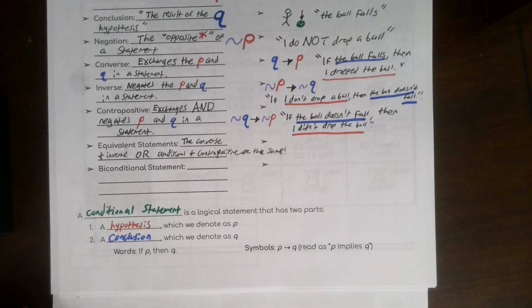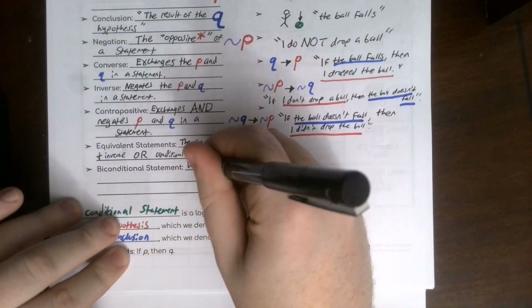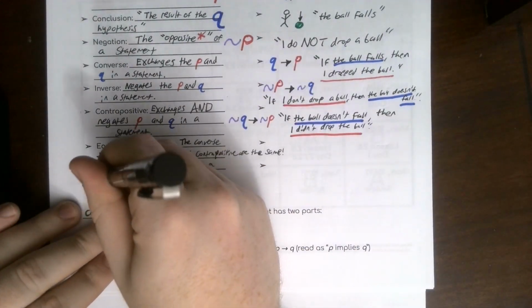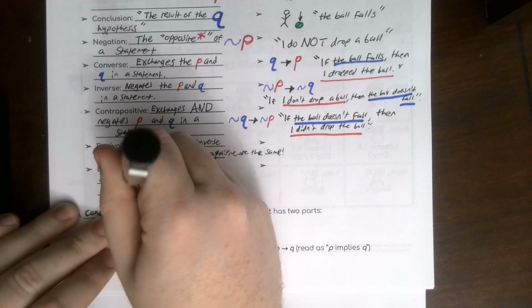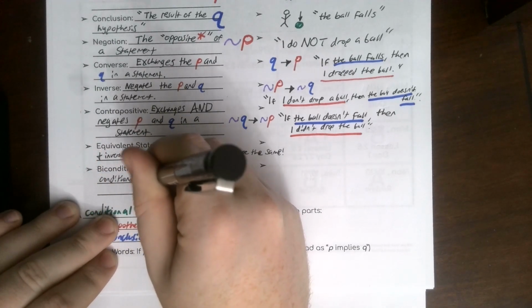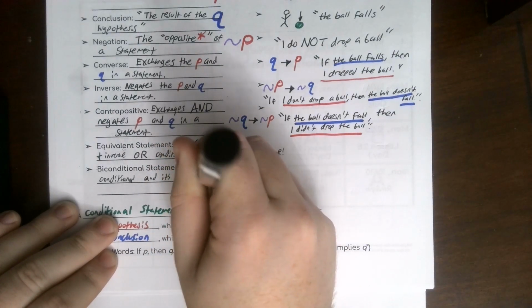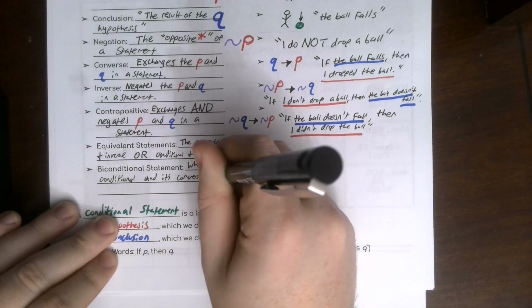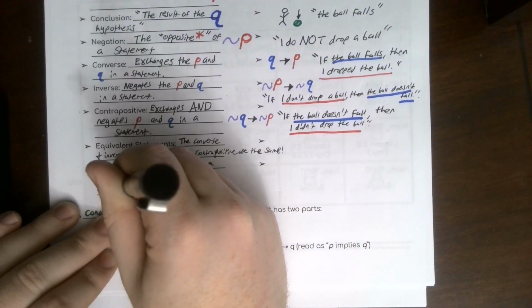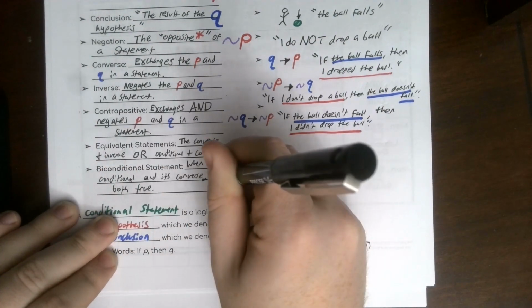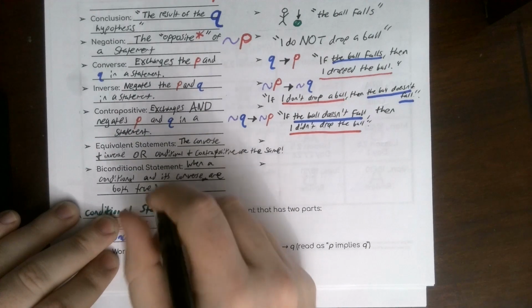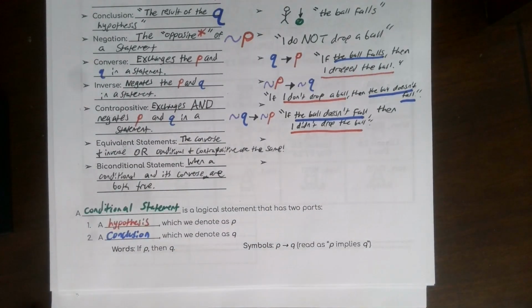A biconditional happens when a conditional and its converse are both true. When a conditional and its converse are both true, we get a biconditional.